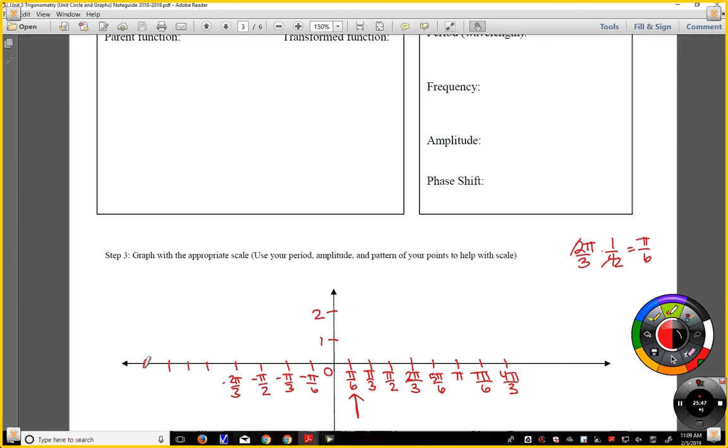Continue that. Okay? And then just take your points. We're going to plot them. And then we're going to continue the pattern so that we can see more than one period of the wave, but we didn't have to do the table for more than one period.